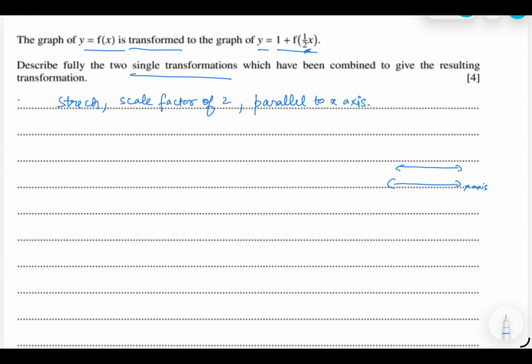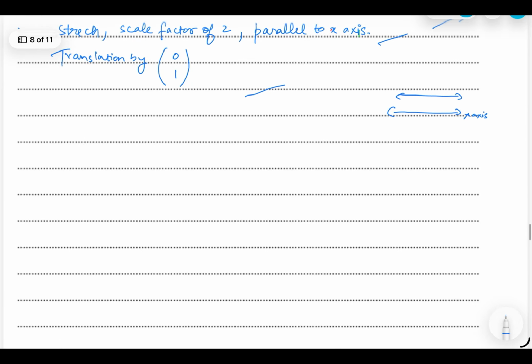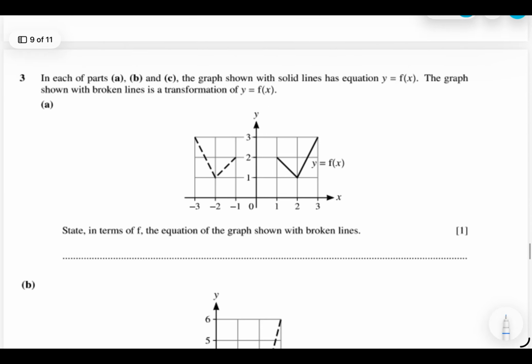Got this one. And the second thing is we are adding one, so I will write translation. We are adding one to the function. Anything done to the function is done vertically, right? So translation by nothing has been done horizontally, so it would be (0, 1). These are the two transformations which would give you 4 marks. Easy. Let us try this question now, learners.